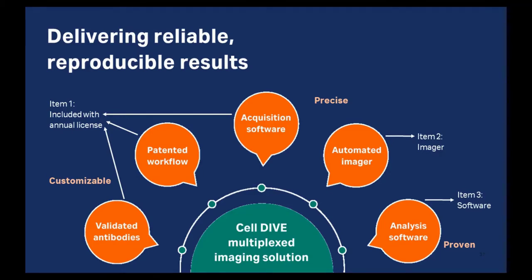So what are the components of the CellDive multiplex imaging system? You've taken all of the innovation in the workflow, which Fiona described and I will describe a little bit later, and the acquisition software, together with a vast list of validated commercially available antibodies, and packaged them into a license. The second component is the imager, which I'll discuss in detail later. And the third piece is analysis software. We've chosen to partner with Indica Labs and their software platform, Halo. And I'll talk a little bit in detail about why we think Halo is the best choice to interpret the results from this kind of imaging.